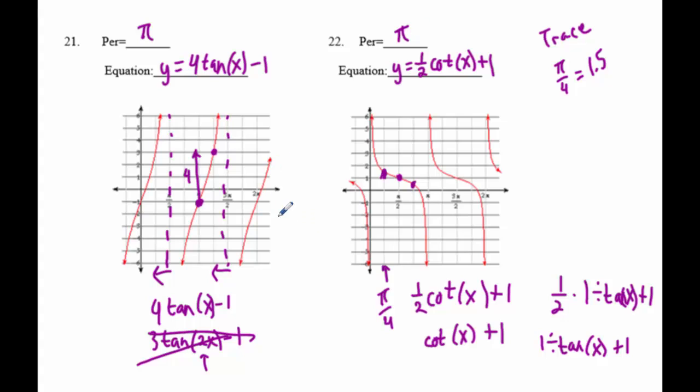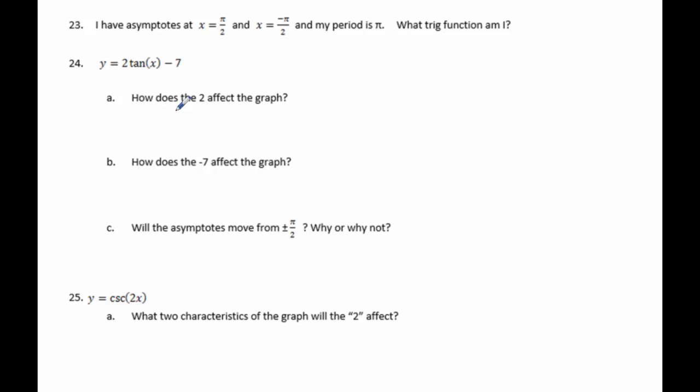These last 3 questions have to do with your understanding, or at least number 23 does. Which of our trig functions has asymptotes at pi over 2 and negative pi over 2, and a period of pi? So look at your trig functions and see which one of those has those properties. Pi over 2, negative pi over 2, and a period of pi. Not cotangent, tangent.